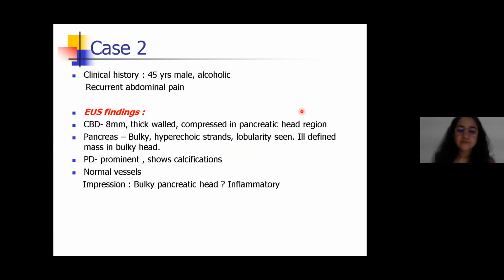This was a 45-year-old male, an alcoholic with recurrent abdominal pain. And on EUS, the CBD was thick-walled, compressed in the pancreatic head. The pancreas was bulky, hyperechoic strands were seen, lobularity was seen, and there was an ill-defined mass in the bulky head. The pancreatic duct showed calcifications. The vessels were normal. So the impression was query inflammatory mass.